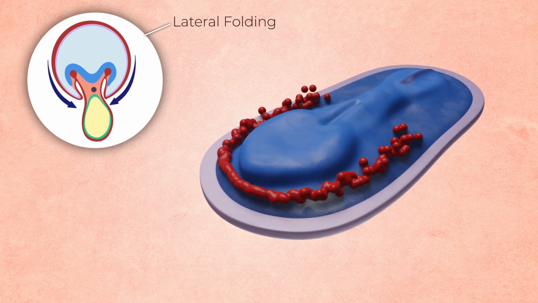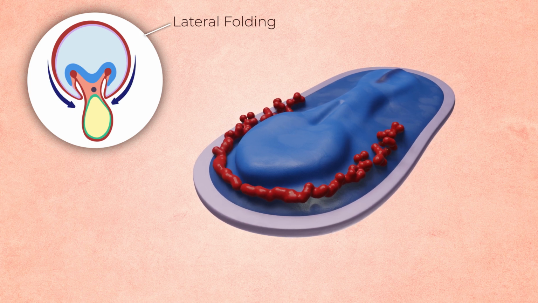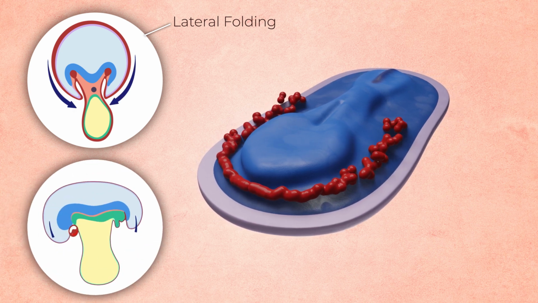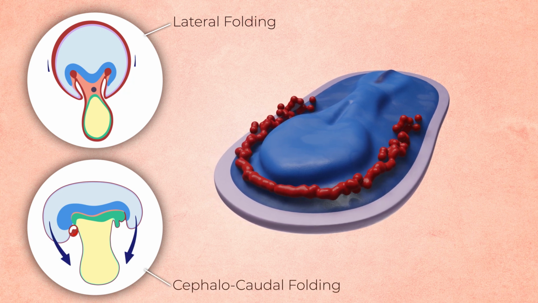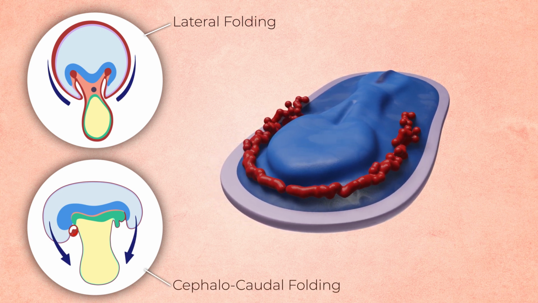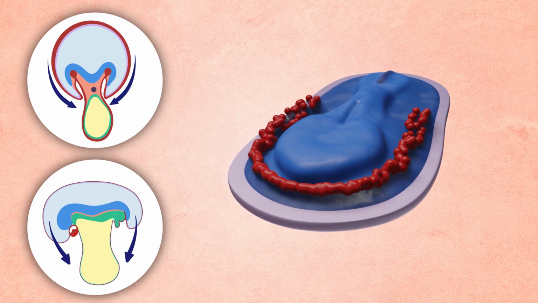The process of lateral folding helps the paired endocardial tubes to fuse caudally except at their caudalmost end. This forms a single endocardial tube or cardiac tube. Cephalocaudal folding helps to position the cardiac tube, which was developing at the head of the embryo, into the thorax.